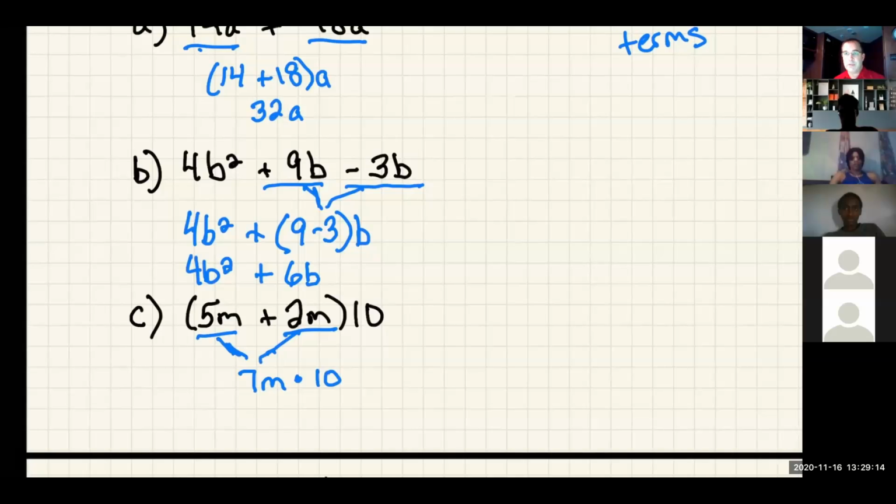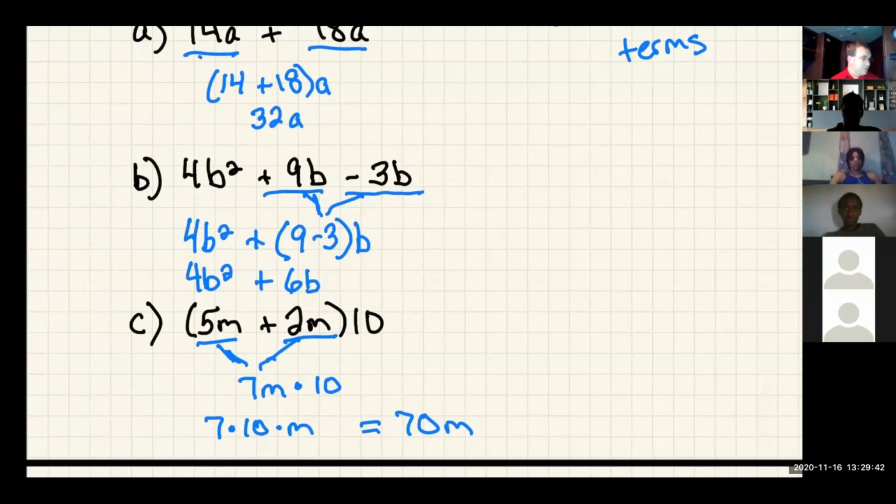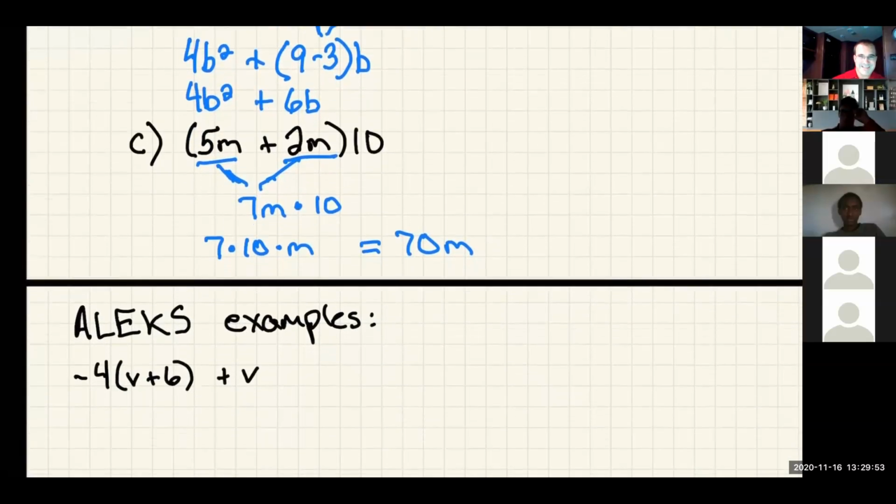We already talked about the fact that the order of multiplication does not matter. So 7 times M times 10 is the same thing as 7 times 10 times M, which makes it really clear that that's the same thing as 70M. As a final answer. No parentheses left, no like terms remaining. It is in simplest form. Any questions on any of those, guys? All right. No sir. Thanks, Dion.